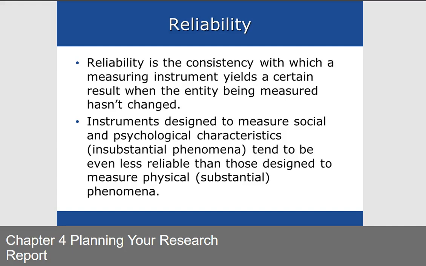And so when we create instruments, they're designed to measure maybe social or psychological characteristics. They're even less reliable than those designed to measure physical phenomena. As you can imagine, it's much more accurate and consistent to measure something with a ruler or a scale, as long as the scale is calibrated. But when we're rating behavior or scoring rating scales, we need to be sure that we're consistent and objective in the way in which we're measuring those more abstract constructs.